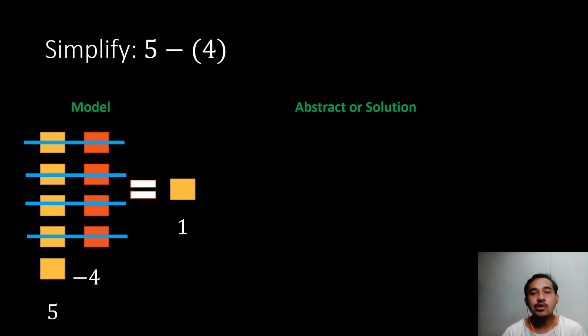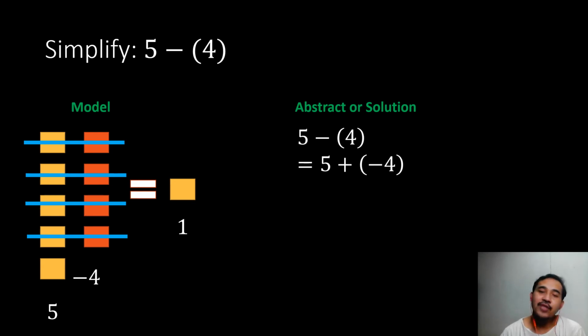Now, in abstraction or solution, what happened is this. 5 minus 4, you change the sign of the subtrahend, then it turns out to be negative. And then, because there is a positive and negative consecutively, it leads you to 5 minus 4, and then the answer is 1.